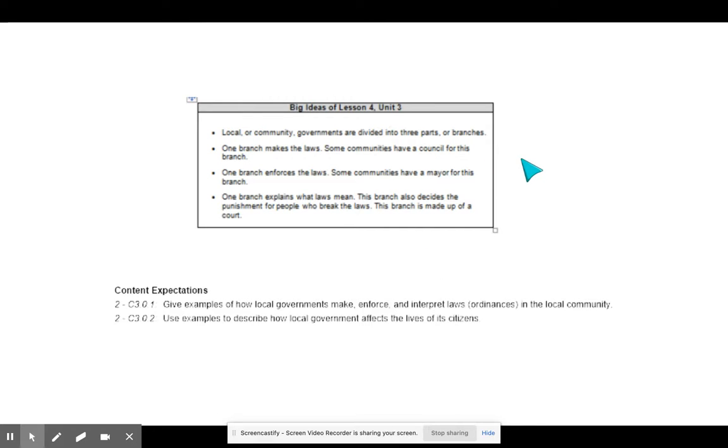Our big idea for today is local or community governments are divided into three parts or branches. One branch makes the laws. Some communities have a council for this branch. One branch enforces the laws. Some communities have a mayor for this branch. And one branch explains what laws mean. This branch also decides the punishment for people who break the laws. This branch is made up of the courts.